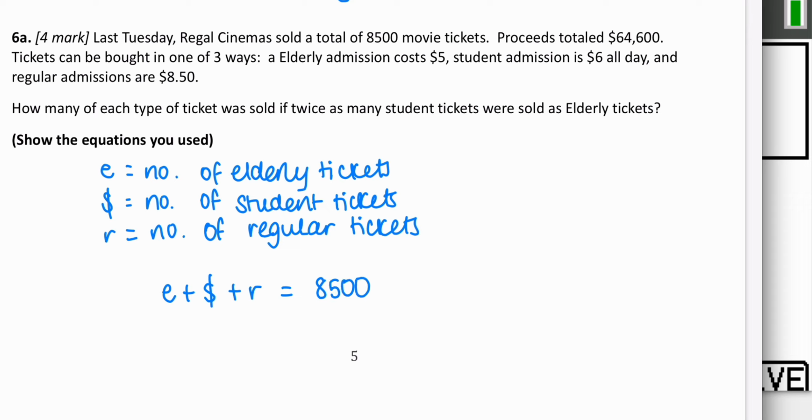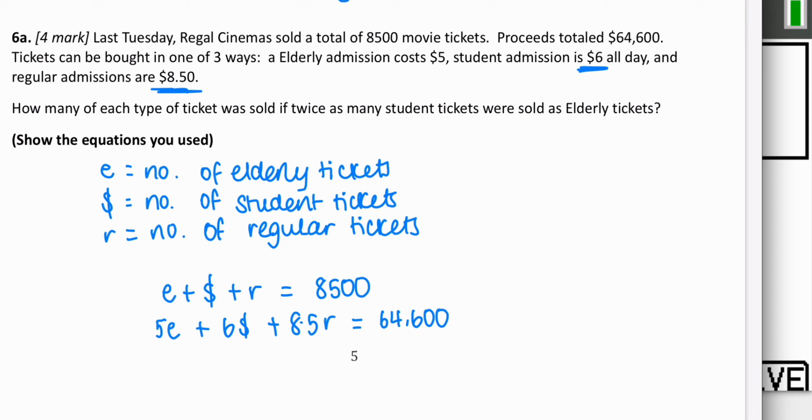And then we're looking for some more information. So the proceeds were 64,600. Now, given that an elderly ticket costs 5, that means 5 times the number of elderly tickets plus 6 times the number of student tickets, because they're $6 a day, and then 8.50 times the number of regular tickets must equal my profit of 64,600.